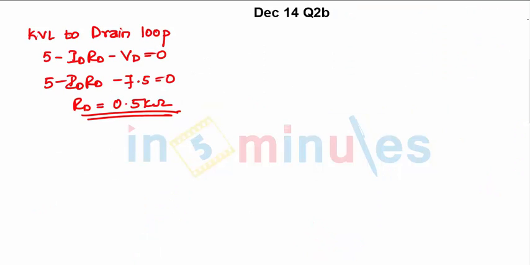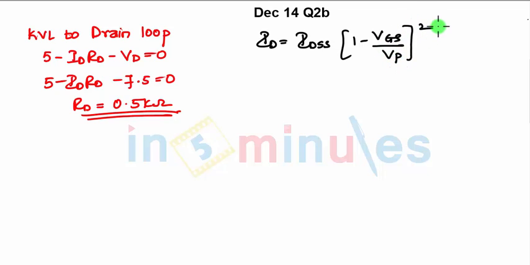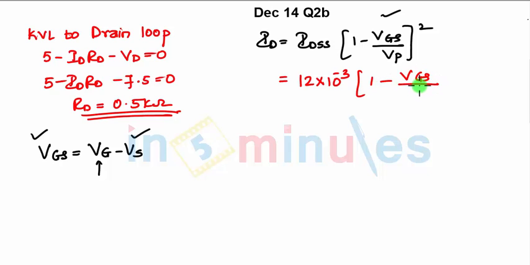Now if you write Shockley's equation, ID is IDSS into 1 minus VGS by Vp, the whole square. VGS will be Vg minus Vs. From this equation you will get VGS, then Vs you know, then you can solve for Vg. IDSS is given in the question as 12 milliamperes. VGS we don't know. Vp is given as minus 3.5, the whole square, and ID is given as IDQ, 5 into 10 raised to minus 3. When you solve this, you will get VGS as minus 1.24 volts.